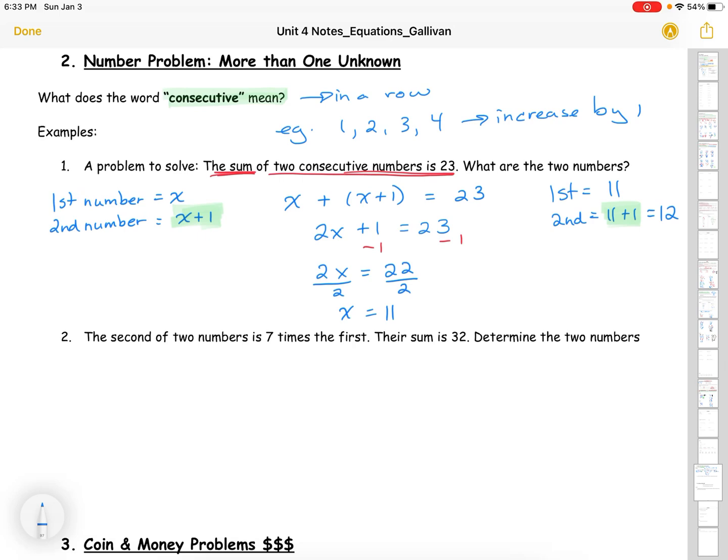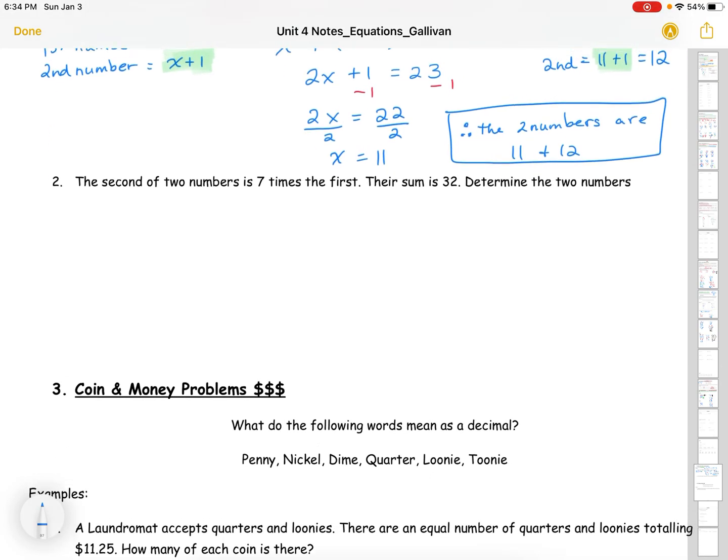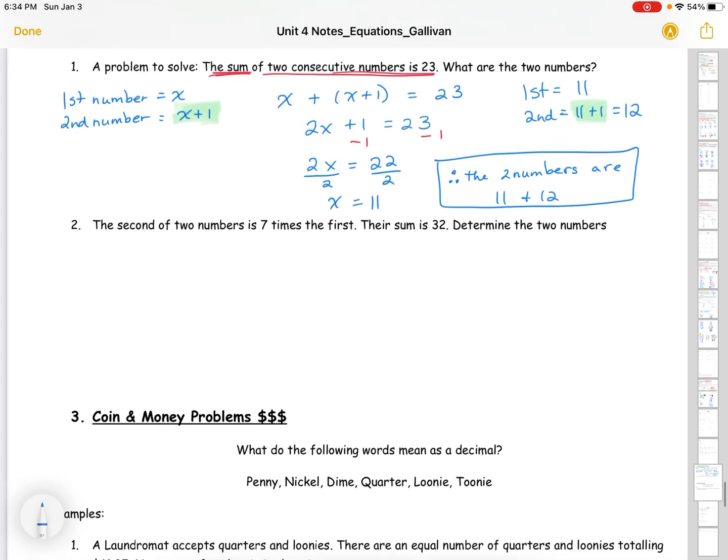And I can check that. Does 11 plus 12 equal 23? Yes. Are they consecutive? Yes. So therefore, the two numbers are 11 and 12. Okay? So checking them, whether you check it on paper or mentally, is always a good strategy.